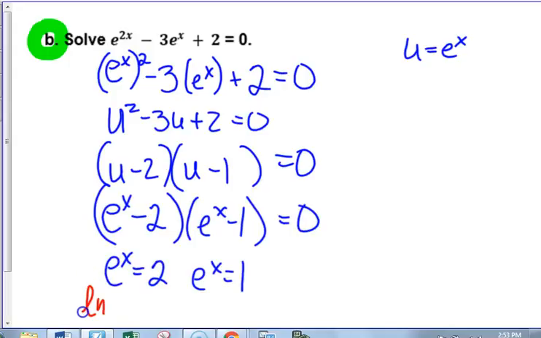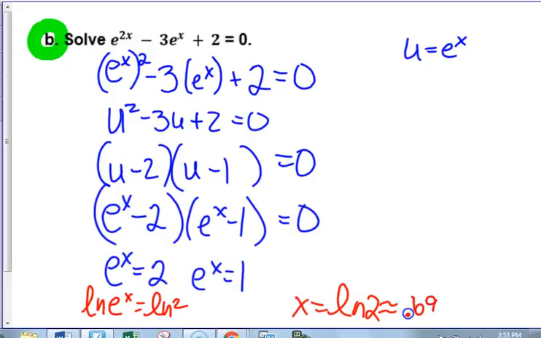So we get the natural log of e to the x equals the natural log of 2. What is all this? Natural log of e to the x? Just x or 1. X times 1. So we have x equals the natural log of 2, which is approximately, anybody type in for me? 0.65.